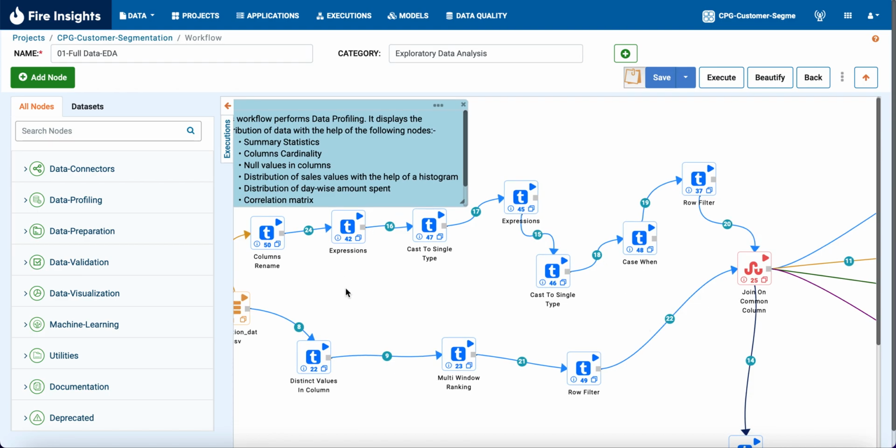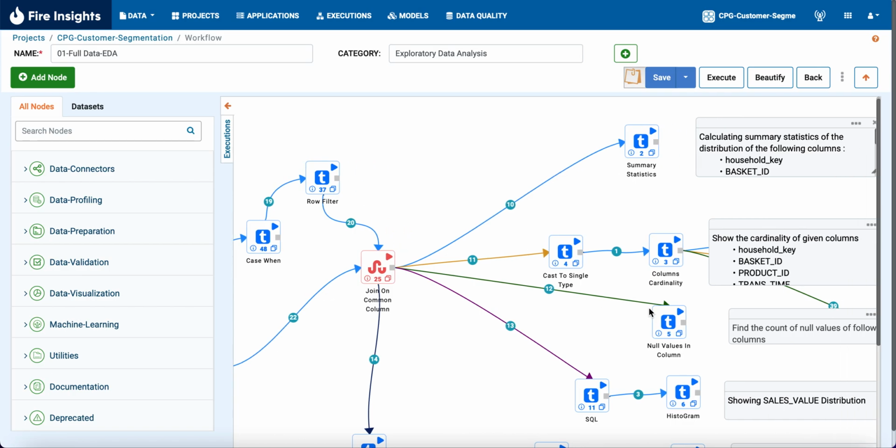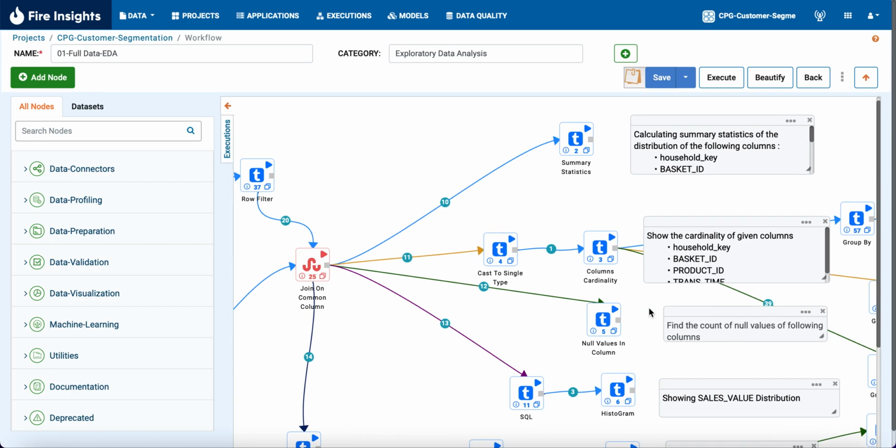The first steps here are doing the simple data cleaning. After that, we are producing a series of visualizations to help us better understand the data. Two key ones here are our summary statistics and our columns cardinality. Summary statistics provide baseline statistics for all of our numerical columns, while columns cardinality provides the number of unique values in each categorical column along with their counts.